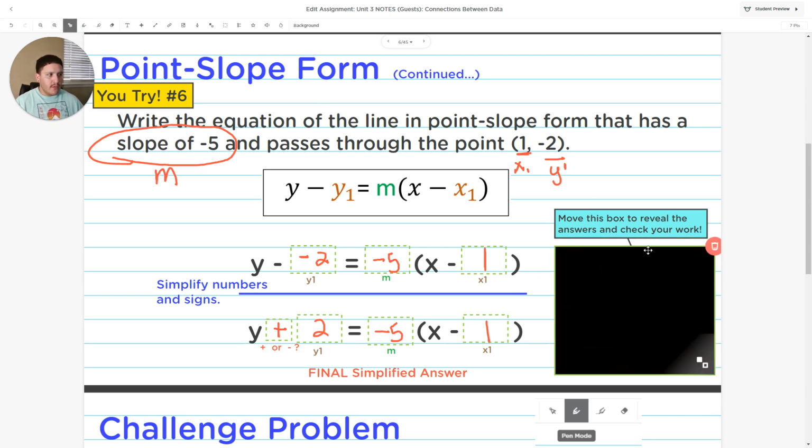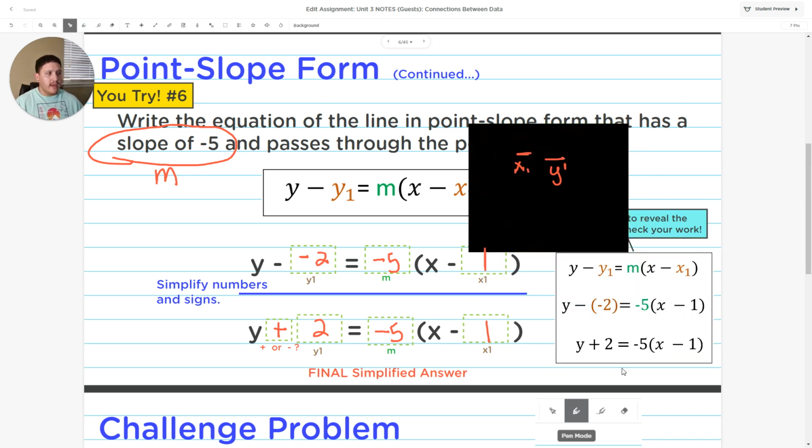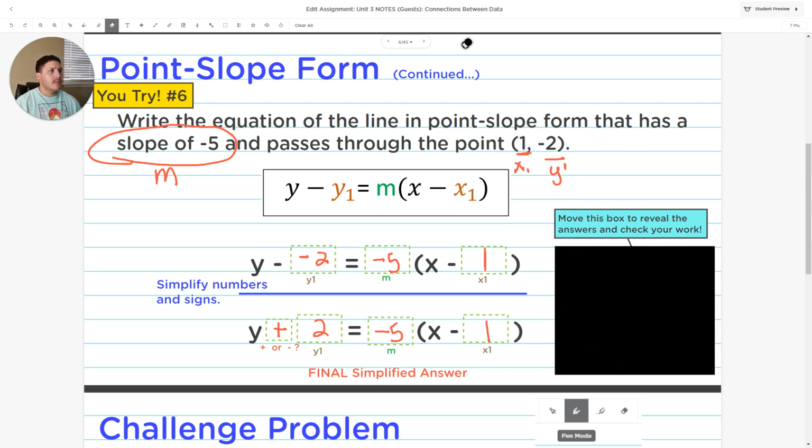And then again, you can move the box behind to check it out, and there's your answer. That's it for you try number 6.